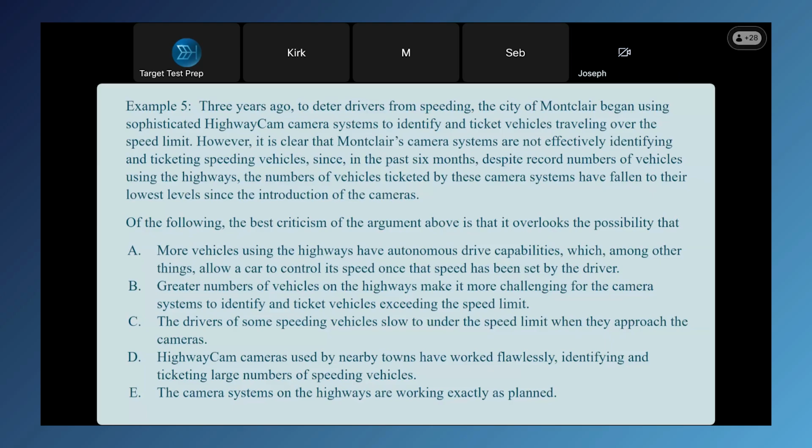So a vehicle does not always have an identity of speeding or not speeding. It depends on the action at the time. So when these drivers of some speeding vehicles slow to under the speed limit, they are no longer driving speeding vehicles. So the cameras aren't failing to identify and ticket these speeding vehicles because these vehicles are not speeding. It doesn't tell us anything about how effective the cameras are at identifying vehicles that are speeding in Montclair. Does that help on C?